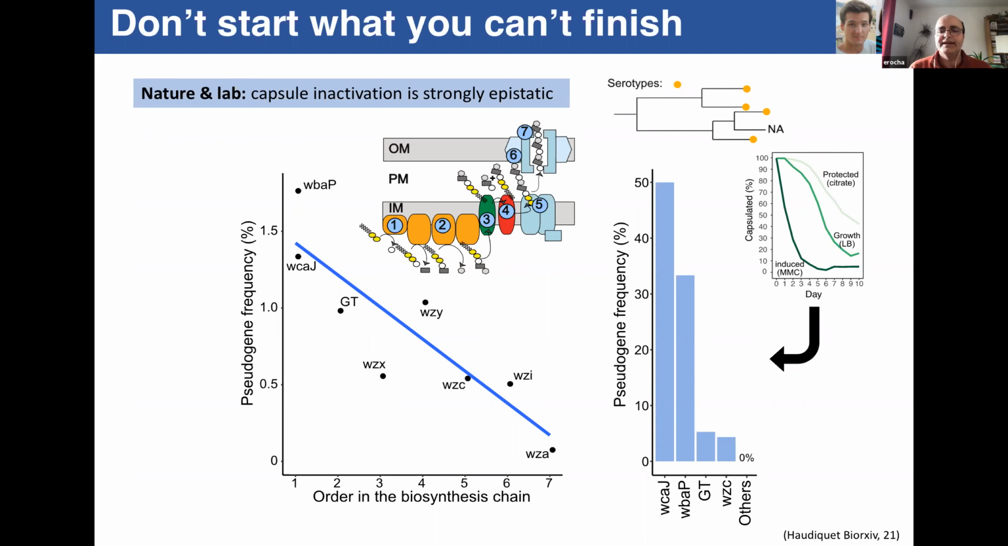So this is once again a classical rule on pseudogenization, that you really shouldn't start processes that you can't finish, especially when they lead to intermediates which can be toxic to the cell. So now we know that the capsule can be lost, certainly for several reasons. In the natural population, 3 to 5% of the cells don't have a capsule. What happens when the capsule is lost?